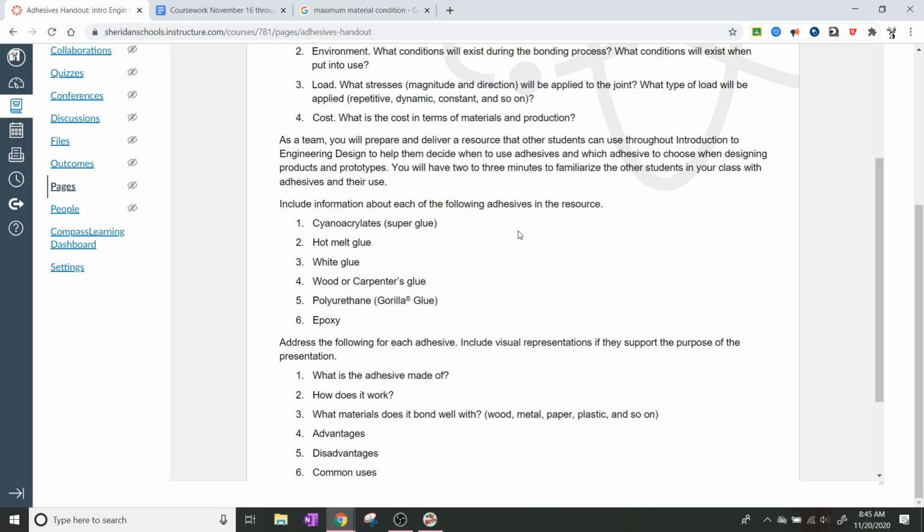If you need assistance on information to gather, but I'm pretty sure these materials are common enough that you can find them online very easily.